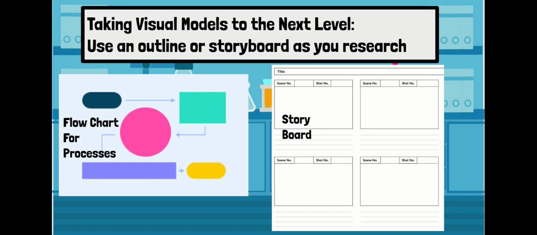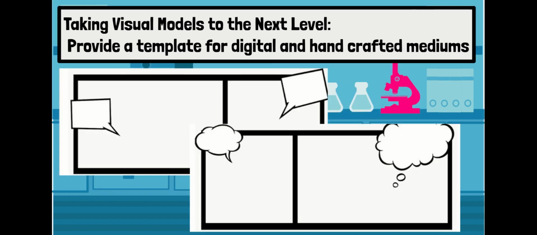So the first step of this is to provide an outline or a storyboard as they do their research. They have their purpose. They have to explain how a fossil fuel is formed. And so the first step if you're doing it with any subject is to provide some kind of support as they do their research so they can collect all the facts that they'll need and all the steps that go into this process.